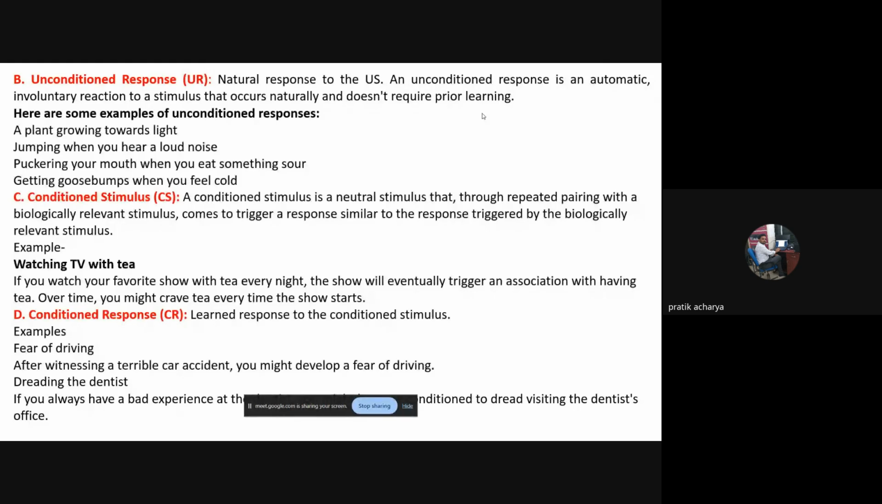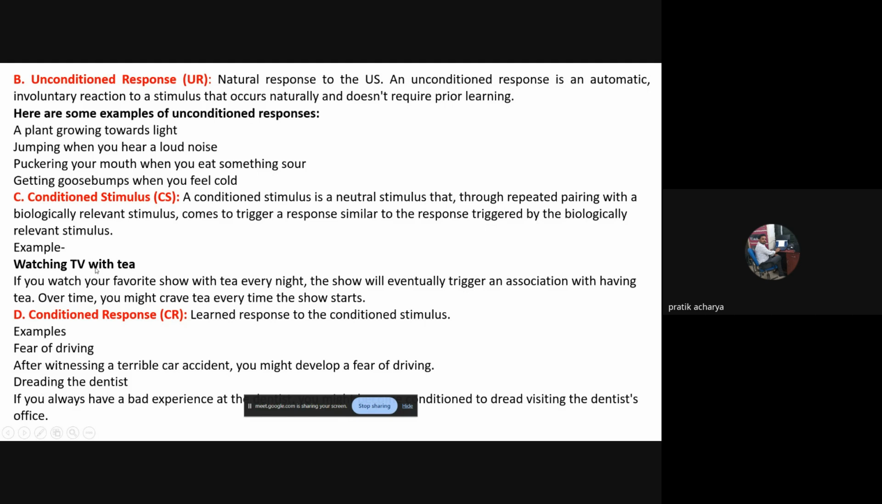But if we are talking about the conditioned stimulus, it means it's a neutral stimulus that, through repeated pairing with a biologically relevant stimulus, comes to trigger a response similar to the response triggered by the biologically relevant stimulus. The definition will be very clear when we go for the example. Just look at this example.